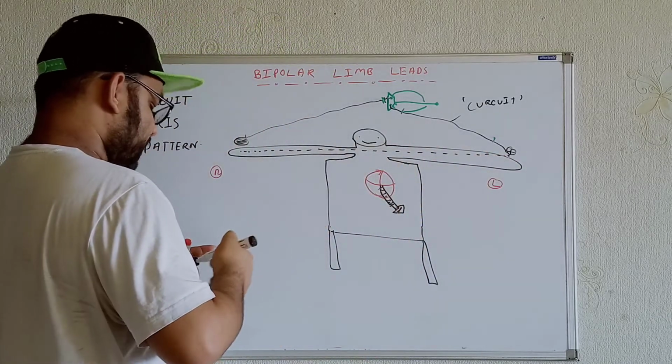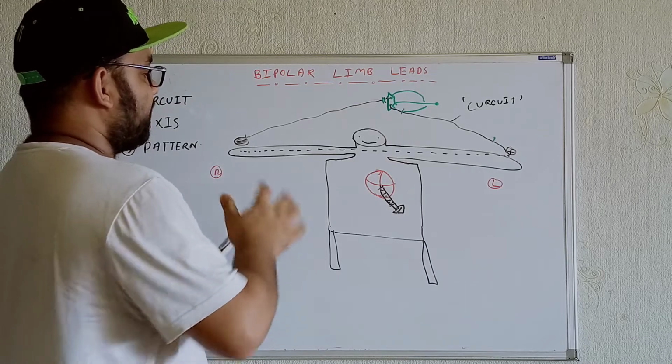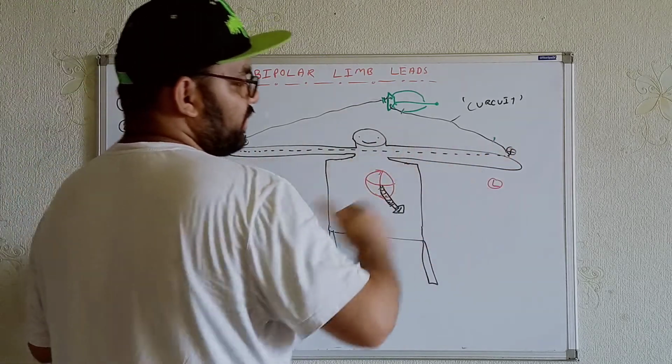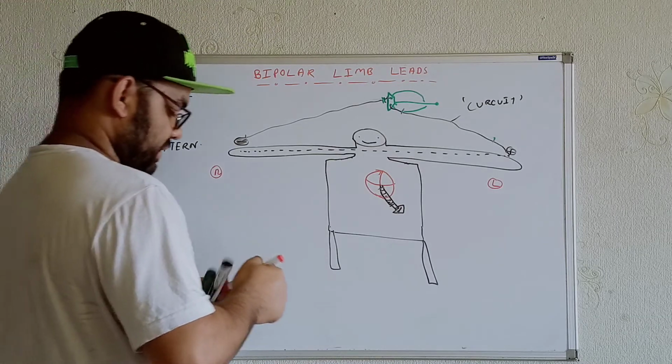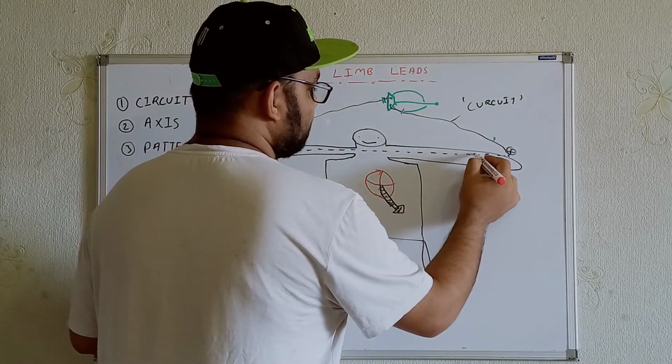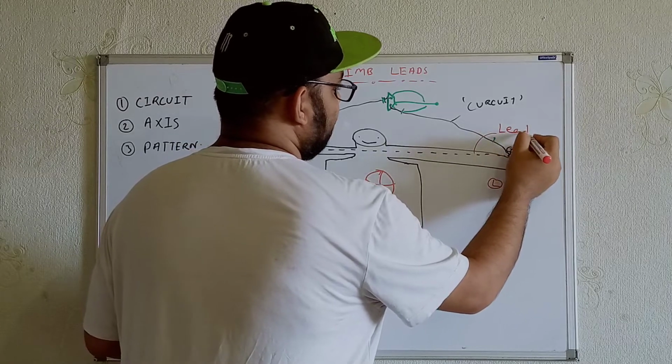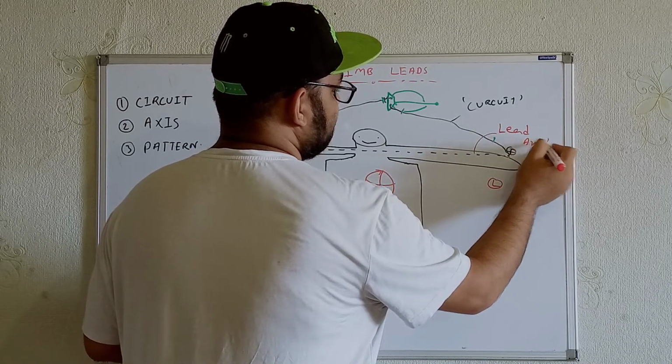Now the imaginary line that is connecting between the negative and the positive pole over here, what is that known as? That is known as the lead axis. This is known as the lead axis.